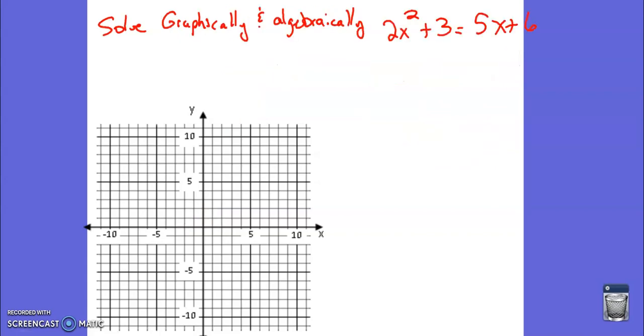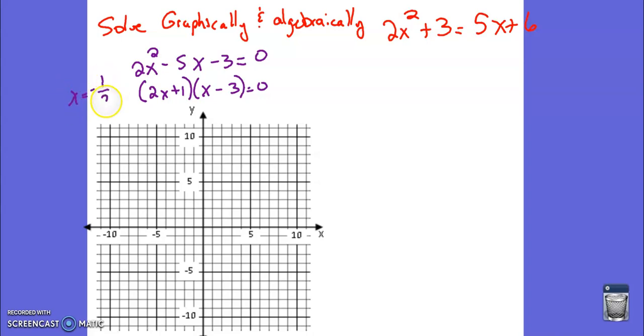All right, so let's solve this algebraically and graphically. So algebraically, we would just bring everything over to one side. And then we would solve that by using factoring, completing the square, or the quadratic formula. We would solve that in one of those fashions. It actually does factor, so we would end up getting x equals -1/2 and x equals 3. So again, you can use the quadratic formula if you want, or completing the square, but you're going to end up getting those two values. So now, how do we solve it graphically?